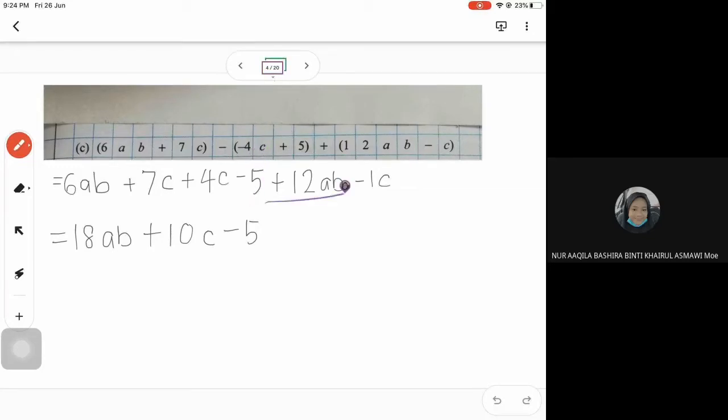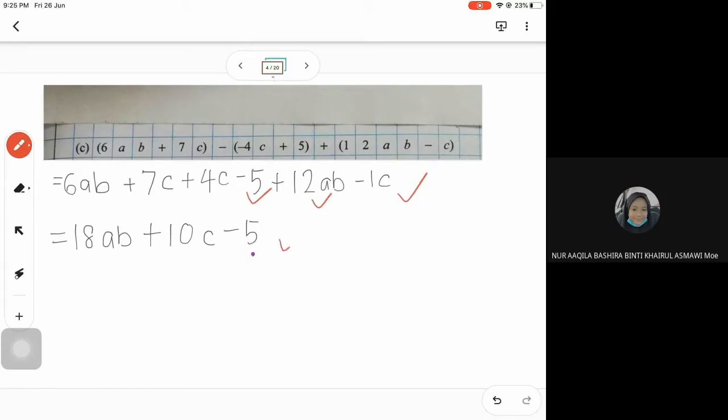And positive 12AB and negative 1C. Okay. These are like terms. 6AB plus 12AB, we got 18AB. Okay. 7C plus 4C minus 1C equals to positive 10C. Okay. Lastly, negative 5, so we put it here.